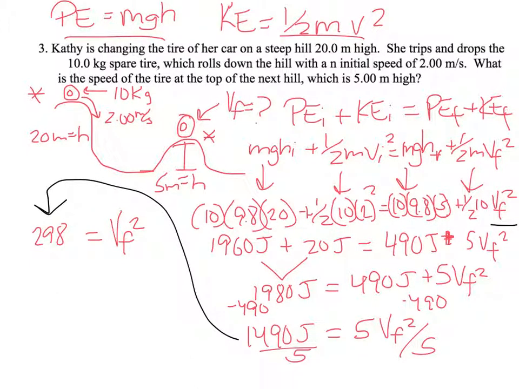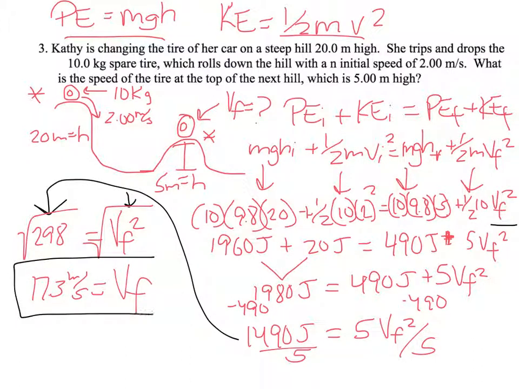No, not yet. Don't forget, I still have my velocity squared. So to get rid of that square, I need to take the square root. I then end up with a final velocity equal to the square root of 298, which ends up being 17.3 meters per second. So that ends up being my final answer.